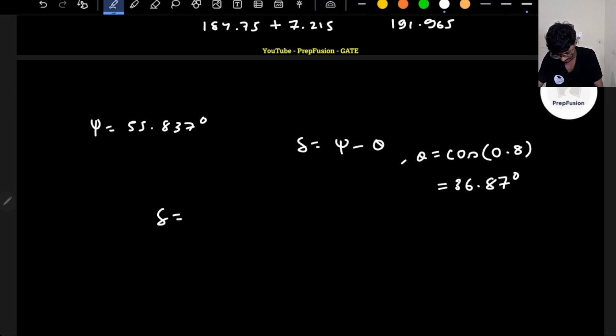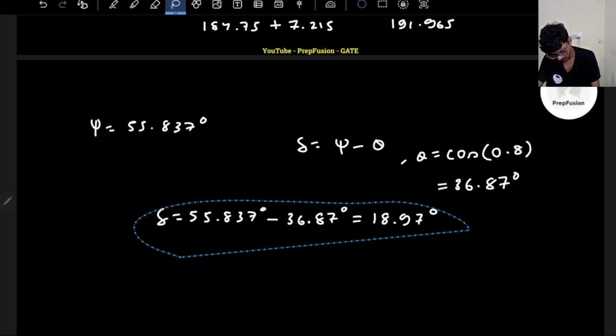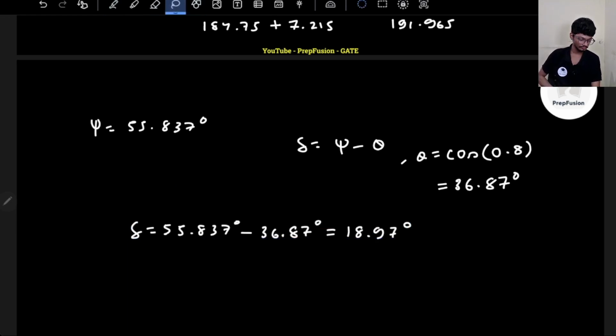From here I can directly find delta. Delta will be basically psi, 55.837 degrees, minus theta, 36.87 degrees, so it will be 18.97 degrees. This will be the value of the delta.